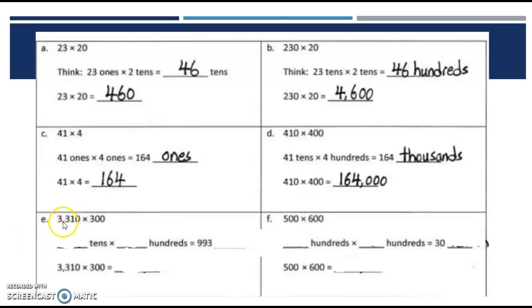On to the next one, 310 times 300. So 331 tens times 3 hundreds equals 993 thousands. 3,310 times 300 is 993 thousands. Now we're going to do 500 times 600. So 5 hundreds times 6 hundreds equals 30 ten-thousands. 500 times 600 equals 300 thousand.